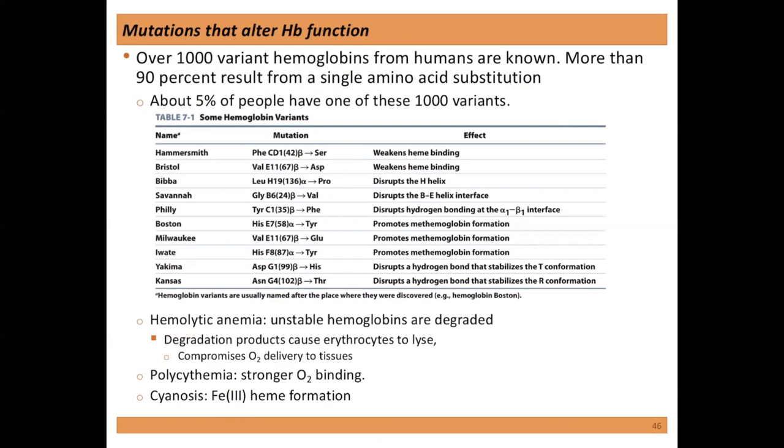Polycythemia is when your hemoglobin has a stronger binding to O2. And cyanosis, like I said, is those cases where the iron gets oxidized to iron 3. In this case, cyanosis, you're not as efficient at carrying oxygen, and so people with cyanosis tend to have a blue color, and polycythemia, you've got stronger O2 binding, they tend to have a ruddy or a rosy complexion.